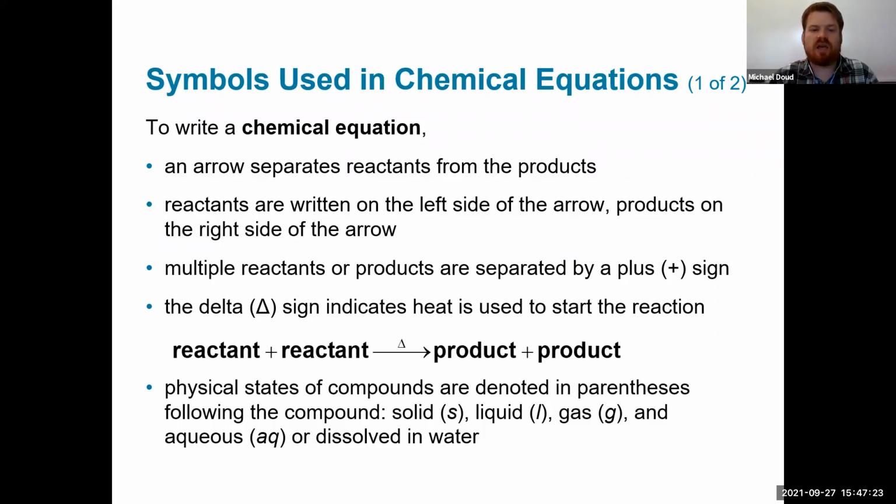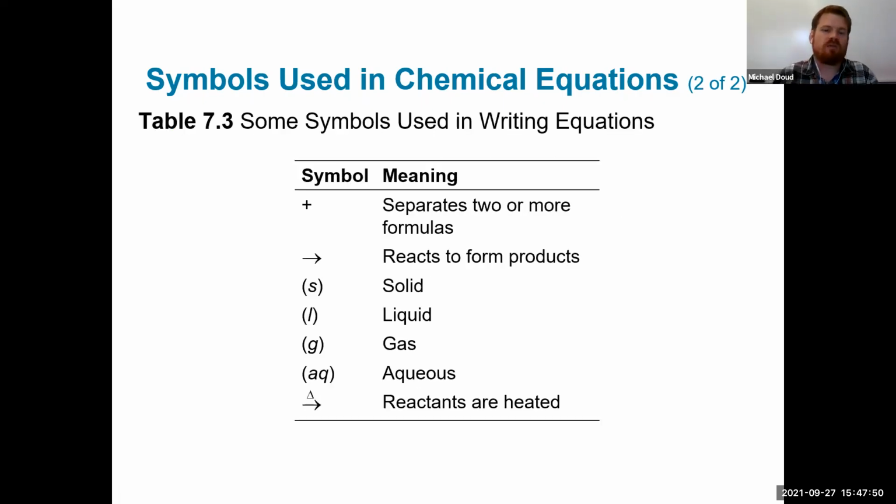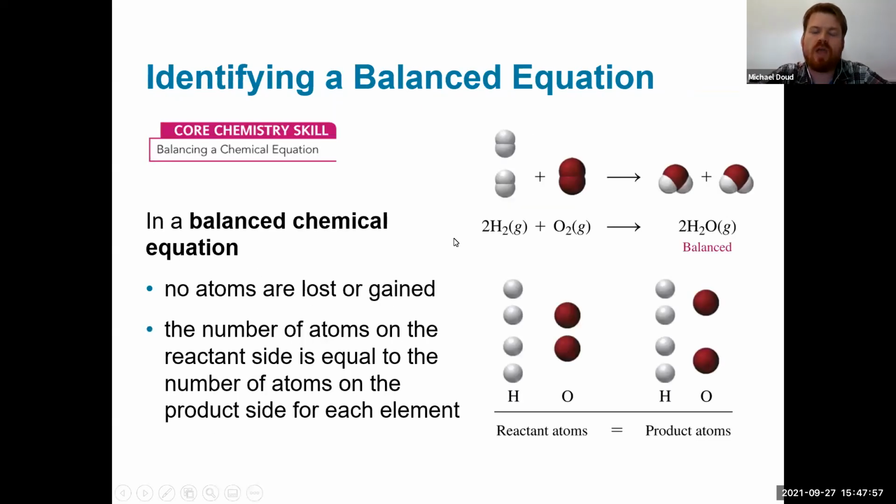Finally, the compounds, both the reactant and the product compounds, are denoted as solid, liquid, gas, or aqueous by having in parentheses after the molecular formula either S for solid, L for liquid, G for gas, or AQ for aqueous. Now, aqueous just means dissolved in water, same root as aqua. Okay, so that's our general set of symbols that we use to write chemical equations.